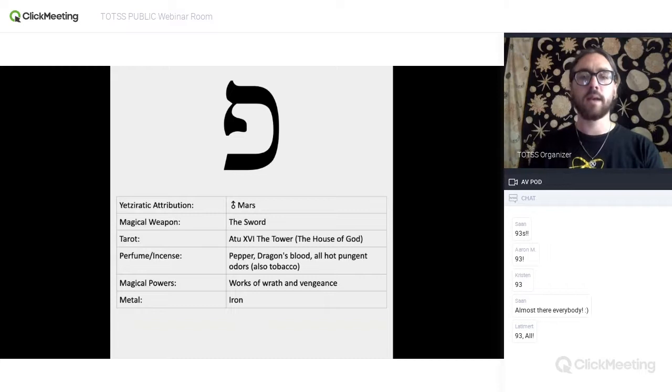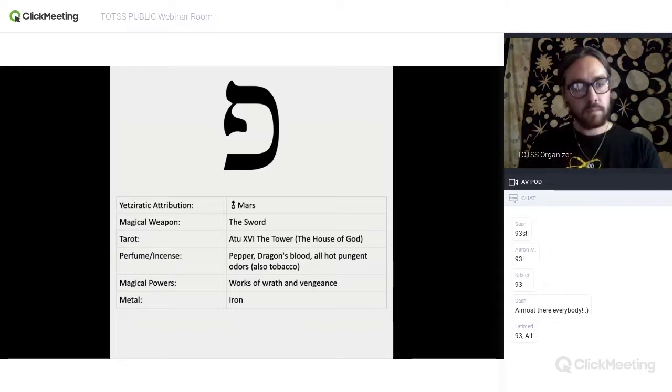And its scent, although I'm sure it varies depending on what plant it's actually taken from, is often hot or has a martial quality to it. Also all hot or pungent odors. And then I also added tobacco. Crowley gives tobacco as an incense for Geburah, the sphere of Mars. But I think it could also be used as a general Mars incense, though you may not want to burn tobacco if you're not a smoker. I don't want to inhale that.